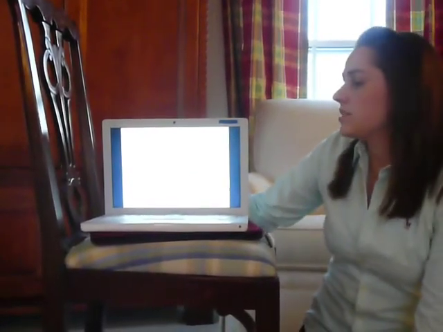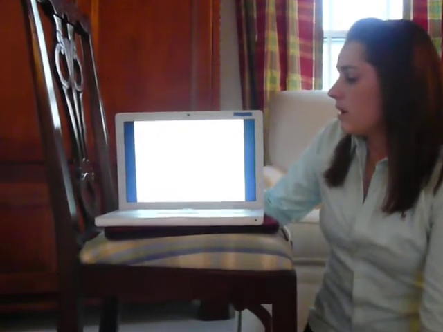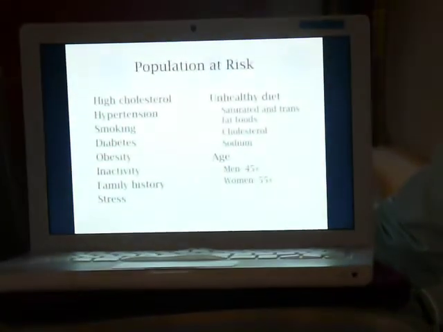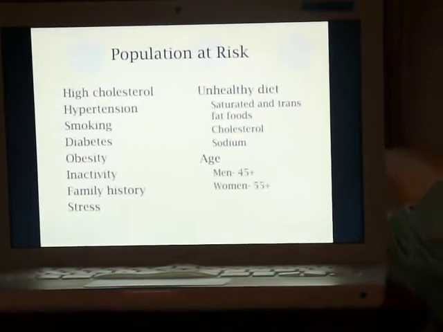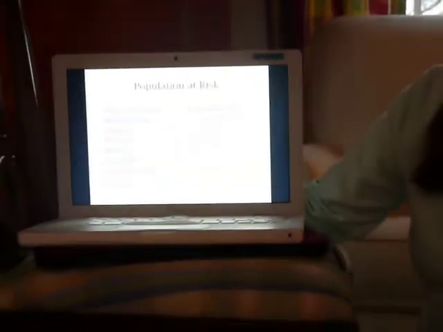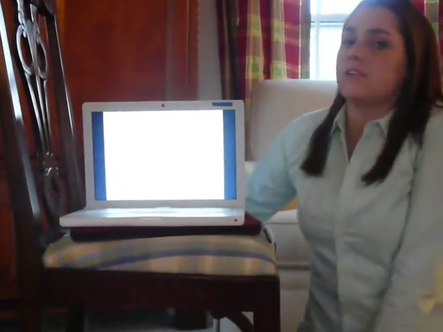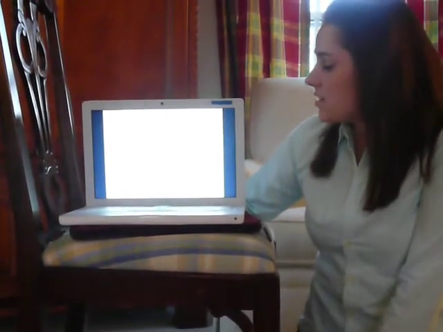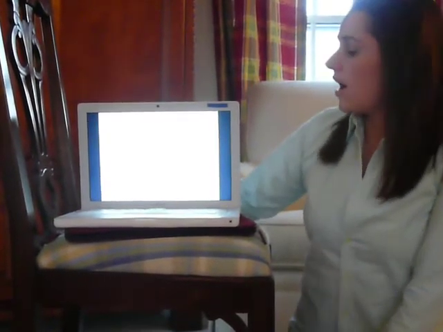The population at risk for this disease are those who have a high level of cholesterol, hypertension, smoking, diabetes, obesity, inactivity, family history, and stress. An unhealthy diet, age, and periodontal disease are also risk factors for this. Unhealthy diets consist of saturated fats and trans fats in food. High cholesterol and sodium is also a high risk factor.